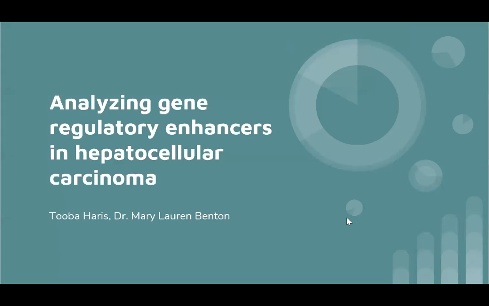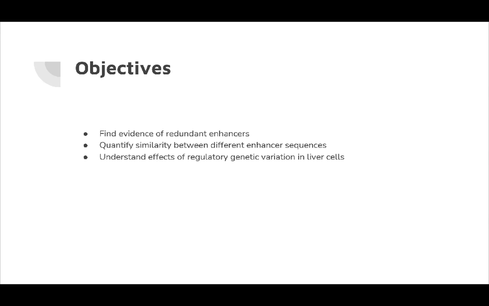Okay. Hi, everyone. Today I will be talking about my research in analyzing gene regulatory enhancers in hepatocellular carcinoma. The main objectives for our research are to find evidence of redundant enhancers and to quantify the similarity between different enhancer sequences, as well as understanding effects of regulatory genetic variation in liver cells.